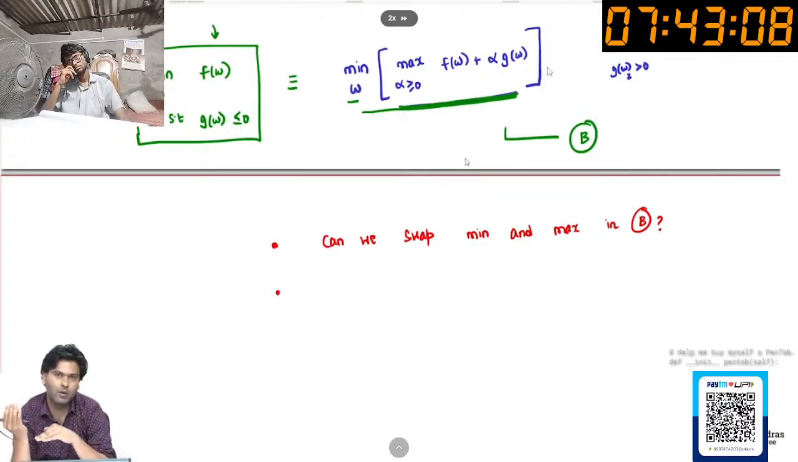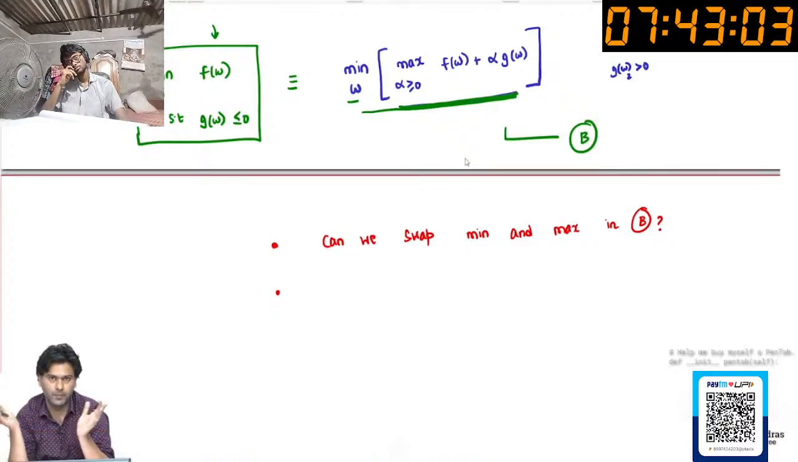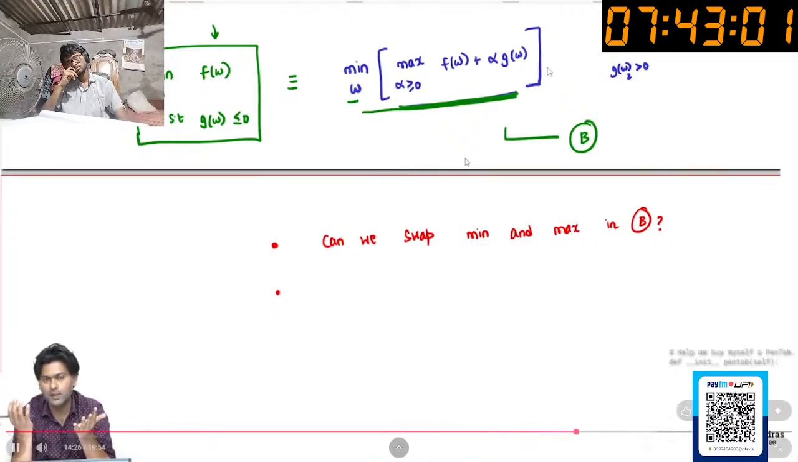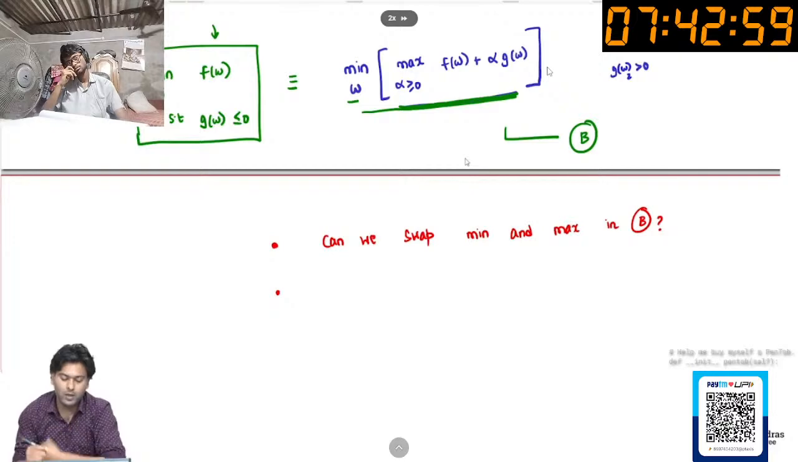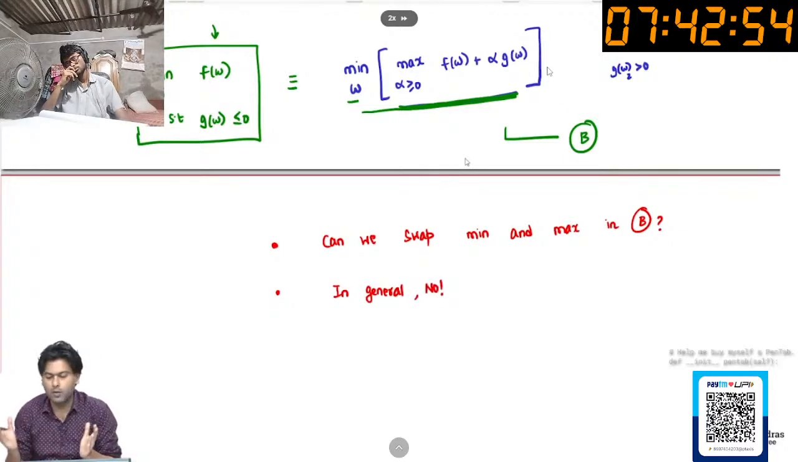That is, instead of saying min over w max over alpha greater than or equal to 0 of something, can I look at max over alpha greater than or equal to 0, min over w of the same thing? Are these things the same? Will they evaluate to the same value? Well, in general, they don't necessarily have to evaluate to the same value. In general, the answer is no. You cannot swap the min and max and hope that they evaluate to the same value.